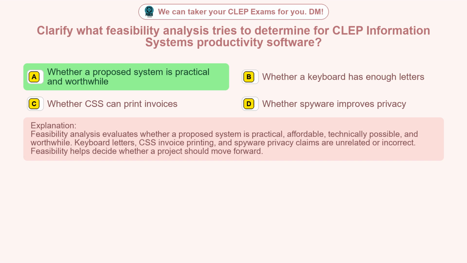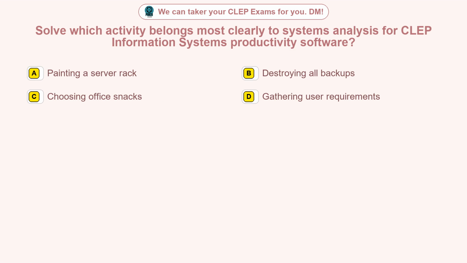Feasibility analysis evaluates whether a proposed system is practical, affordable, technically possible, and worthwhile. Keyboard letters, CSS invoice printing, and spyware privacy claims are unrelated or incorrect. Feasibility helps decide whether a project should move forward. Question 66. Solve which activity belongs most clearly to systems analysis for CLEP Information Systems productivity software.